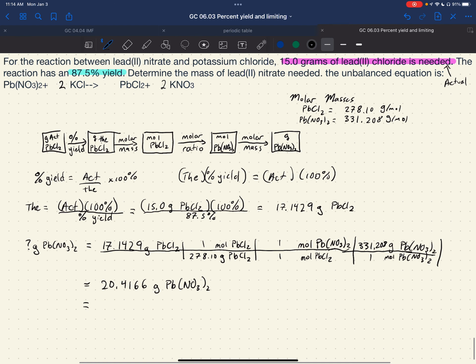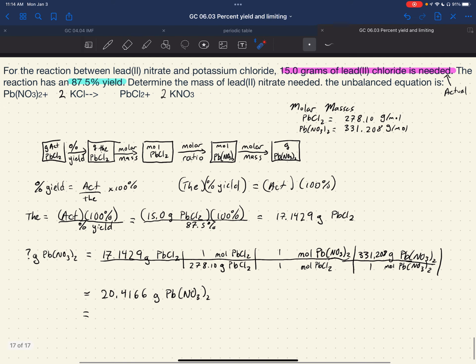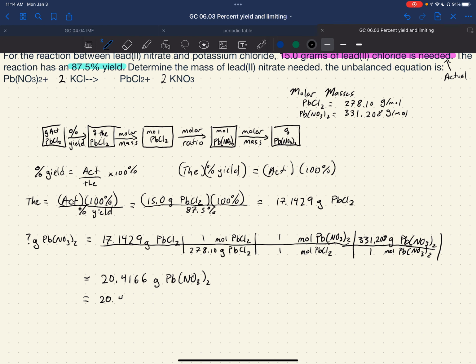And I'm going to go back and check how many significant figures I need. The percent yield has 3 in it. The actual yield has 3 in it, so my least number is 3. So my answer should have 3 significant figures.